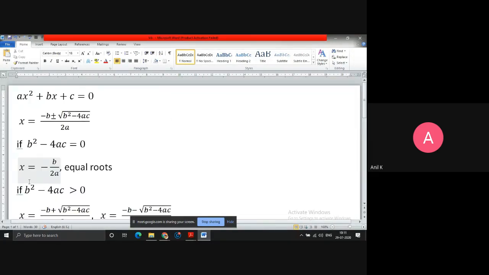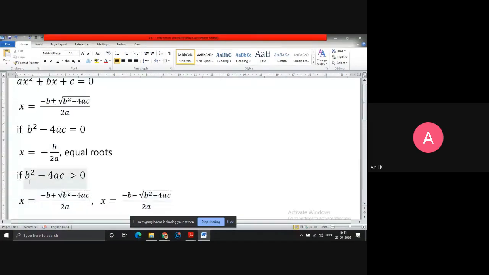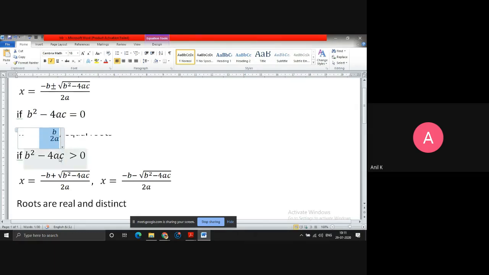Okay. So here we have three types of conditions. One is b square minus 4ac is equal to 0. If it is equal to 0, then I have equal roots. The roots will be minus b upon 2a. Both the roots are the same. In splitting the middle term, we solved a few examples where both the roots are the same. In those particular cases, your b square minus 4ac is going to be 0. Then the x value is going to be minus b upon 2a.